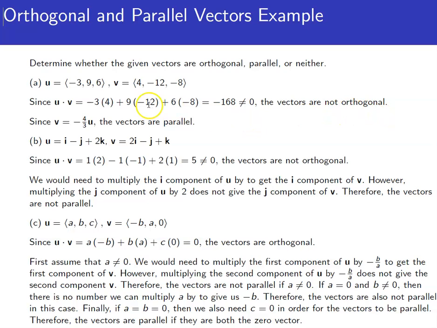Parallel, however, is a matter of checking to see whether or not the vectors are constant multiples of each other. In this case, notice that in order to get 4 for v, I would need to multiply the i component of u by -4/3 to get 4. That same number, -4/3, works for 9 and for 6. -4/3 times 9 gives me -12. -4/3 times 6 gives me -8. So in that case, we see that v is a constant times u. So therefore, the two vectors are parallel to each other.